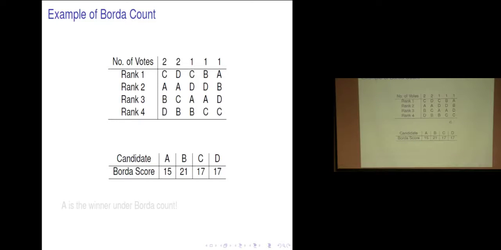I hope you can help me check whether these calculations are right or not. Okay, so you do the calculation for each person, and then you add them, add the score. Remember the person who get lowest score is the winner. So A is a winner in this situation. Okay, so it's quite simple.